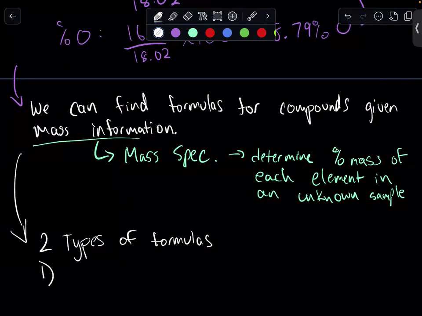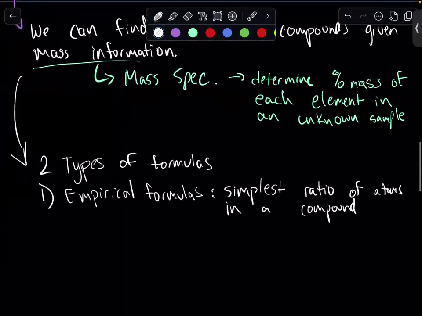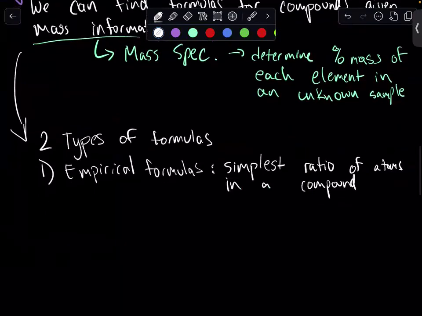The first being the title of this, which is empirical formulas. Empirical formulas are quite simple. They are just the simplest ratio of atoms in a compound. Empirical formulas can be the same for different substances. And I'll give you an example.